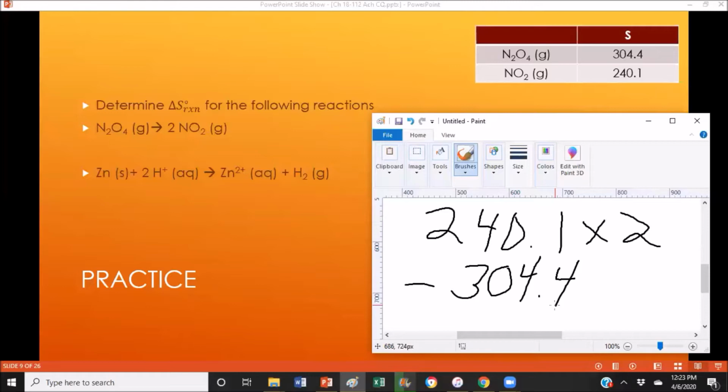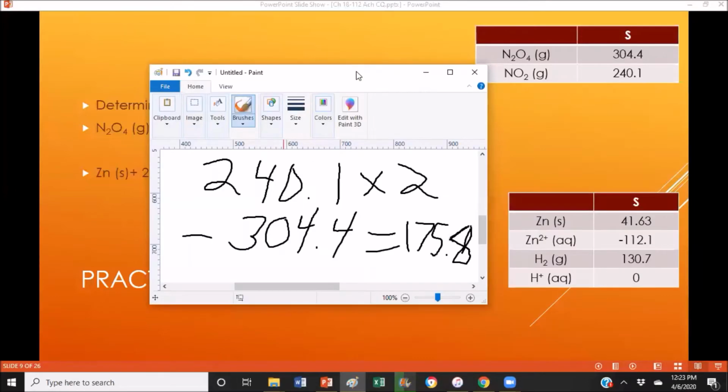There's two molecules, no matter how complicated they are, more complex than one molecule of the same type. So the net effect is positive 175.8. Now the units of this is joules per mole Kelvin.